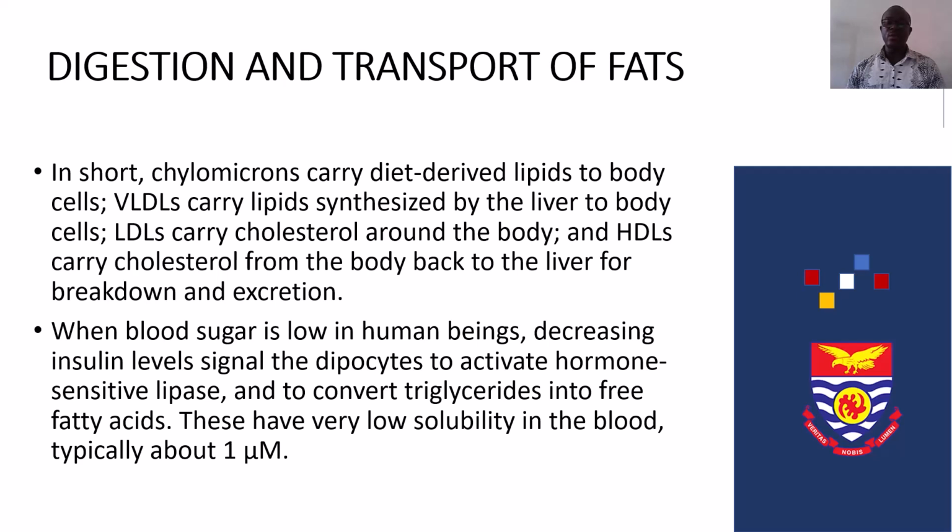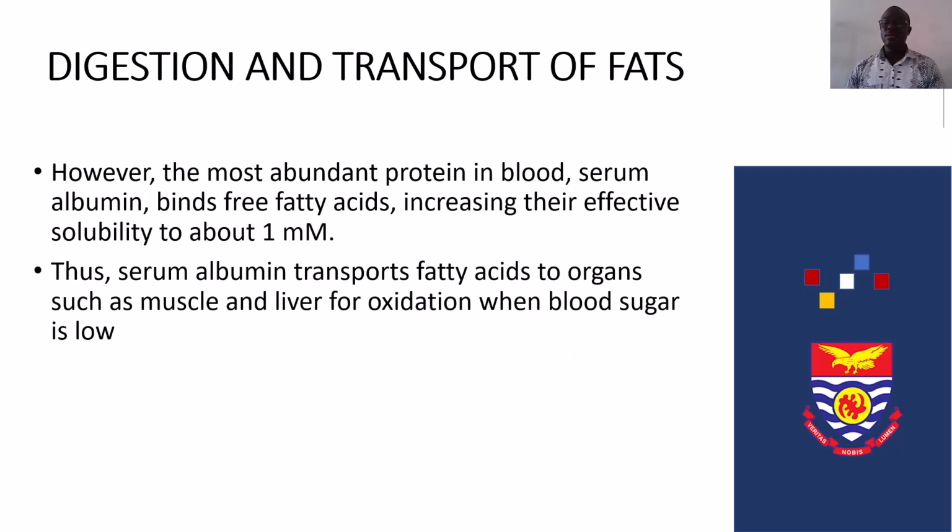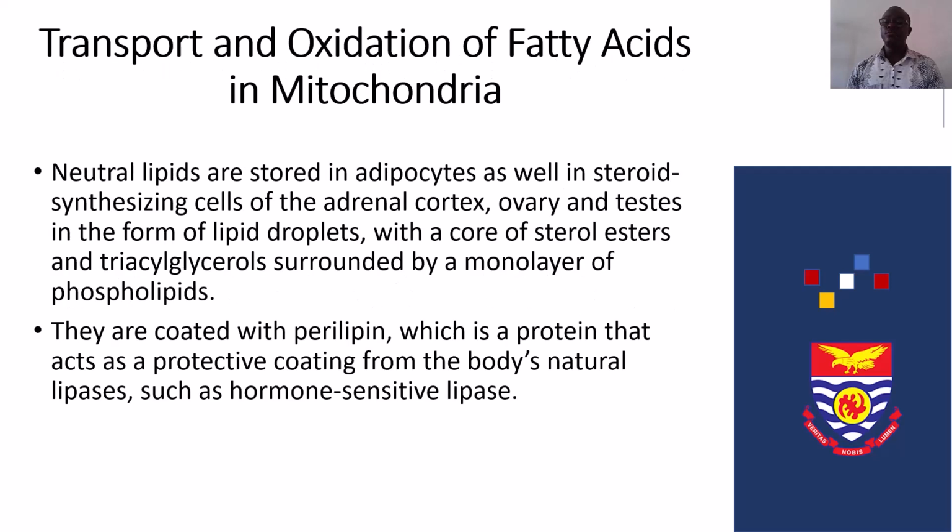These have very low solubility in the blood, typically about 1 micromole. However, the most abundant protein in blood, serum albumin, binds free fatty acids, increasing their effective solubility to about 1 millimole. Serum albumin transports fatty acids to organs such as muscle and liver for oxidation when blood sugar is low.